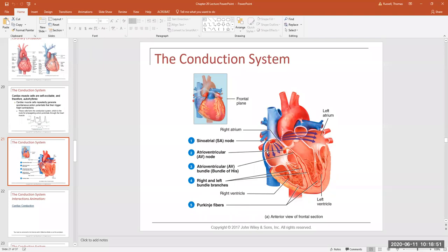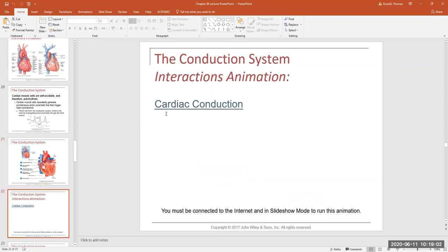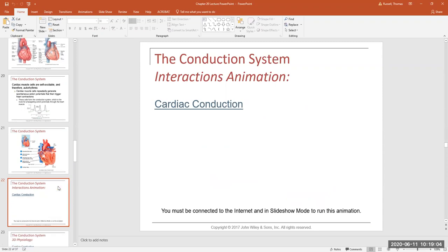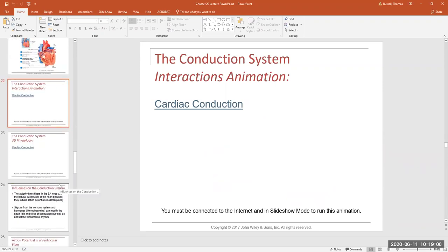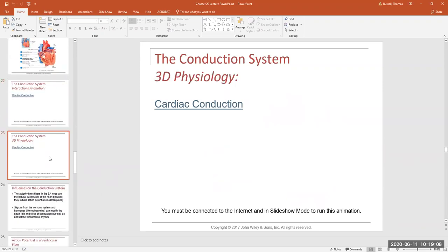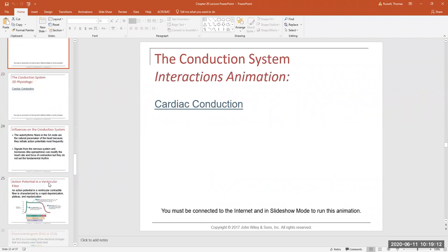So it's the production of the electrical impulse and the propagation of the electrical impulses that causes the muscle tissue to contract. So I'll put here a little animation for the cardiac conduction system. You should review that. Actually, there's two of them. One's 3D physiology. The other one is just a simple animation.